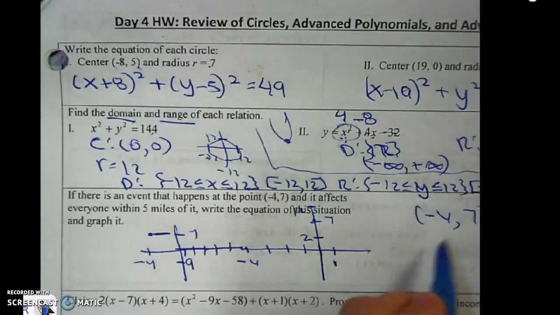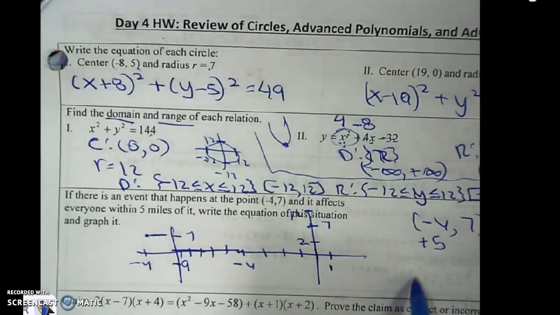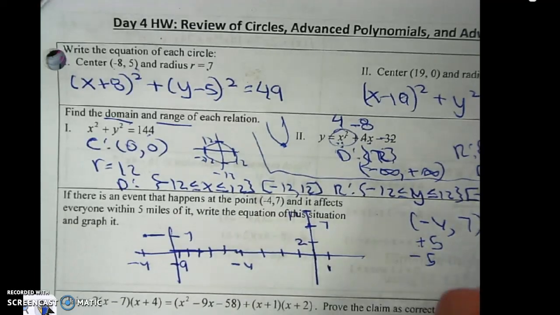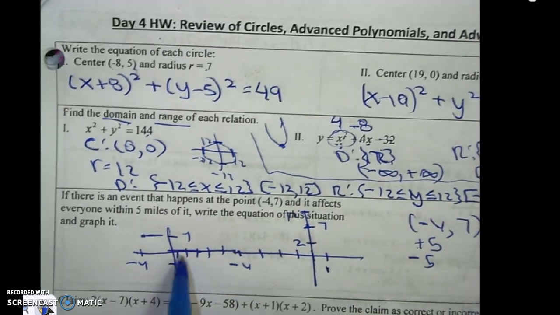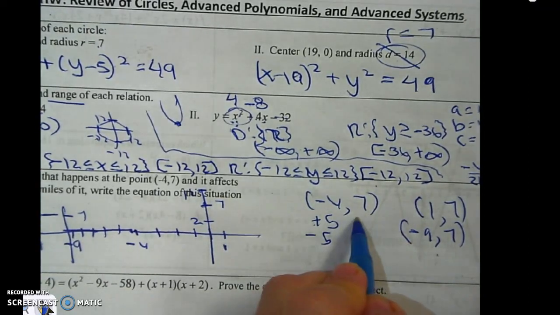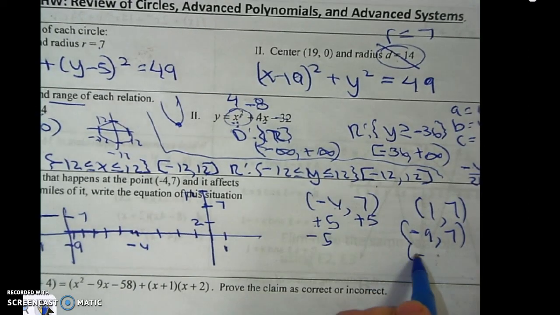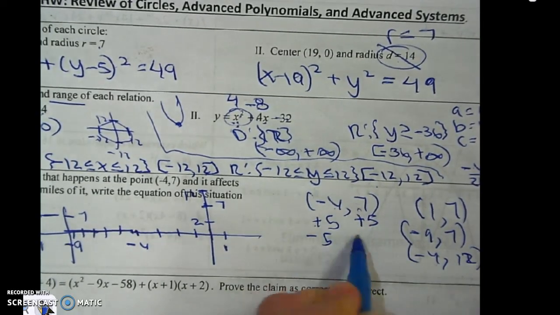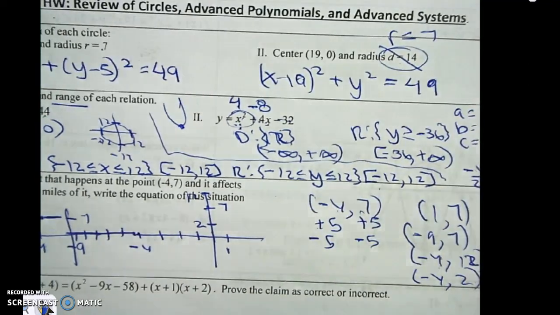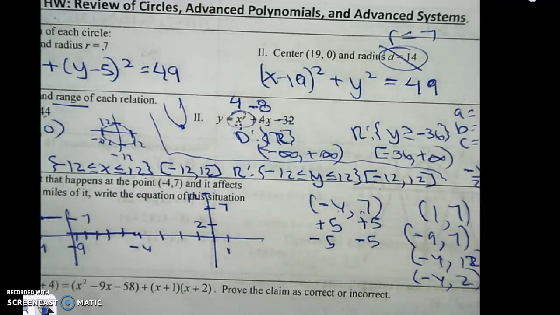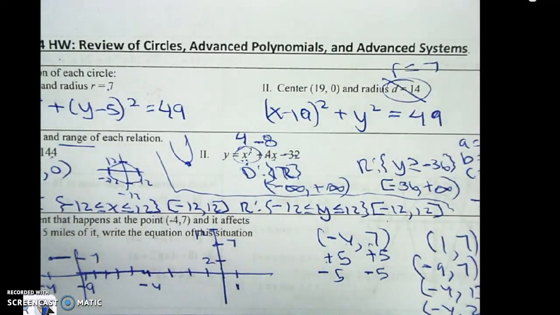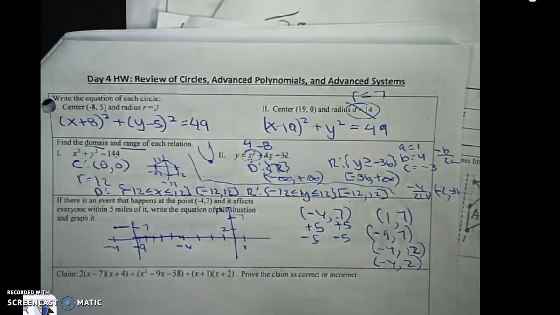In a sense, what you're doing is this. You're adding 5, and you're saying one of the points is 1, 7. You're subtracting 5, negative 9, 7. You're adding 5, negative 4, 12. You're subtracting 5, negative 4, 2. Okay? All they want you to do is write the equation and graph it. So I actually gave you more information, but I'm probably going to want that if this is a question on a test. I would probably want you to state the vertices as well.